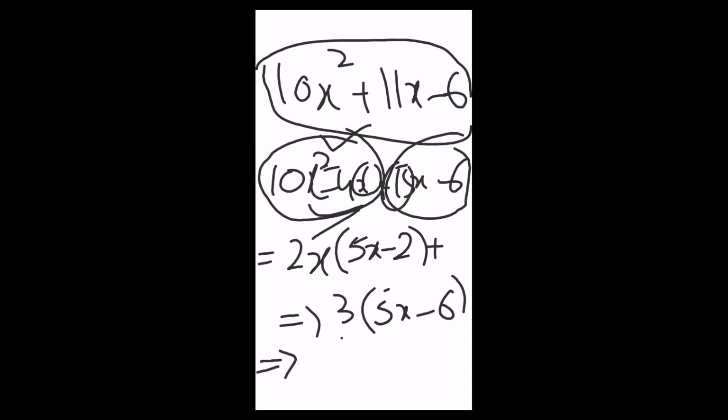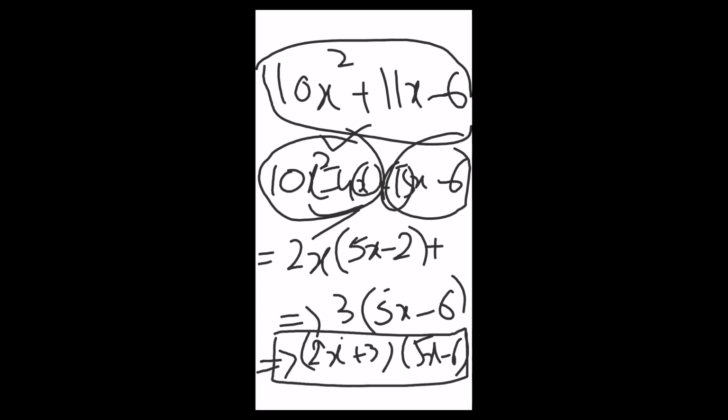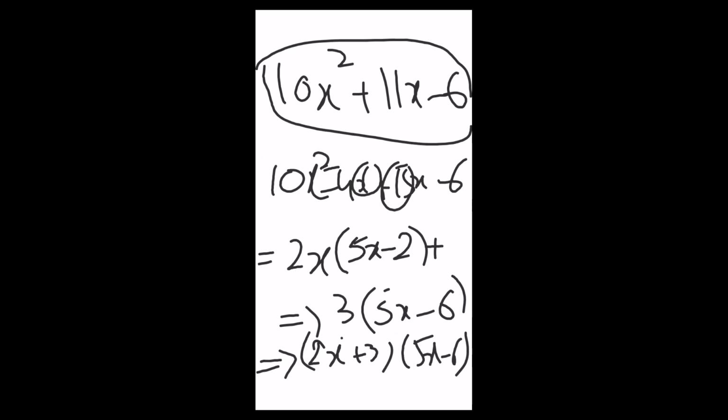The factors you made from this question are 2x plus 3 and 5x minus 6. Got it? So the factors of this question are done, and we are done with this question as well. You can write it. Yeah, I wrote it as we went along. Okay, very good. Let's move towards the next one.